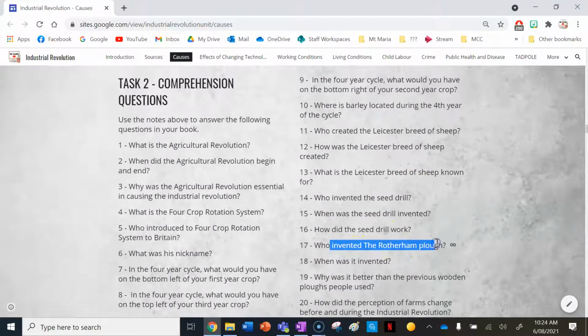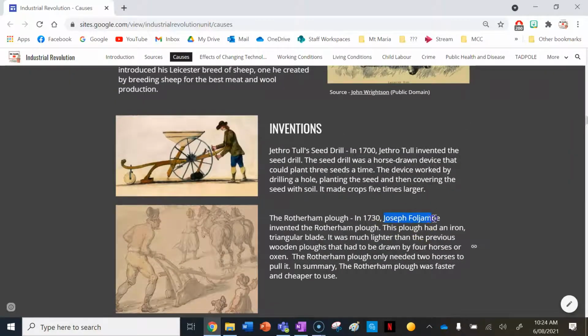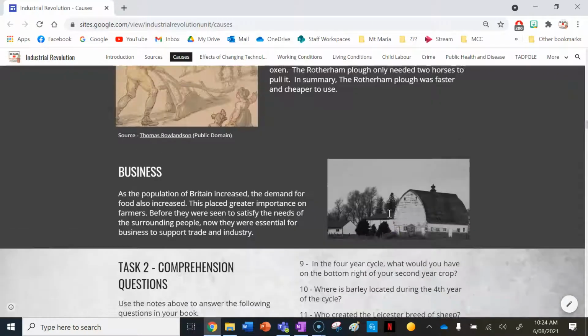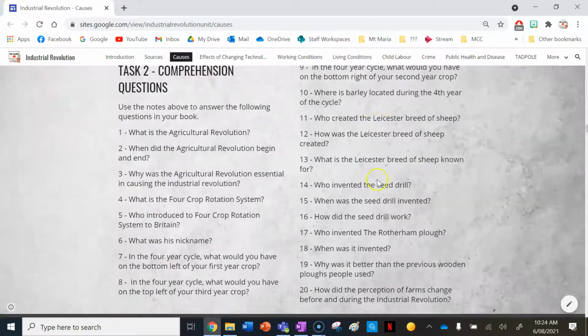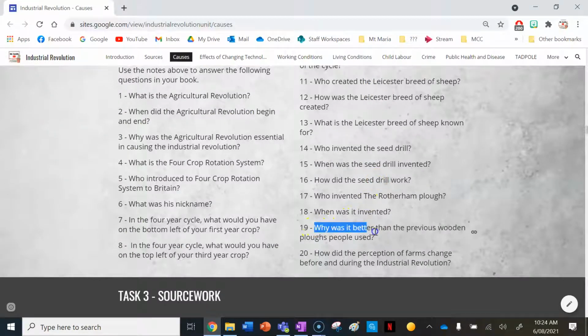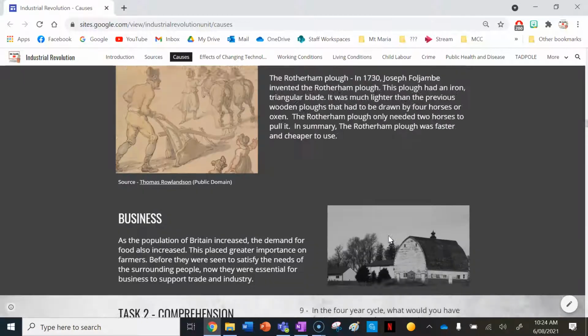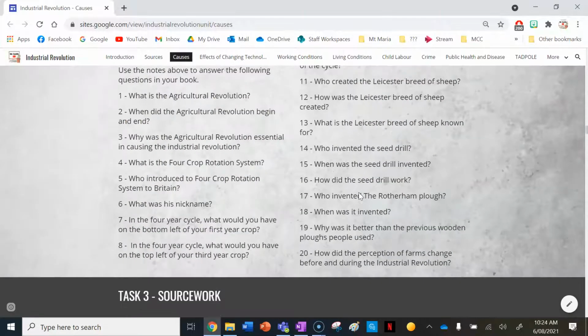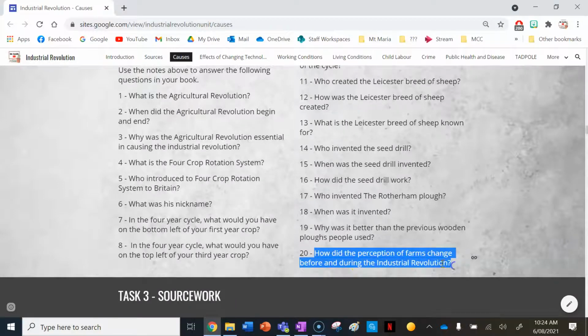Who invented the Rotherham plough? We've got Joseph Foljambe. When was it invented? It was invented in exactly 1730. Why was it better than previous wooden ploughs people used? Because it could be pulled by only 2 horses, and it was made of metal, and it was faster and cheaper to use. How did the perception of farms change before and during the Industrial Revolution?